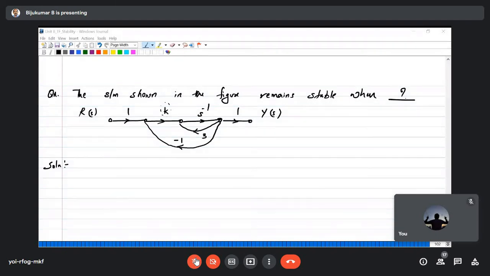Okay, please mute your mic. Whether it is correct? Sir, I don't have the answer. Okay, anyway, we will do it. You know how to solve the signal flow graph, right? The given problem is very simple. Anyway, we will recall everything. So according to Mason's gain formula, the transfer function Y of s by R of s is equal to sigma K.